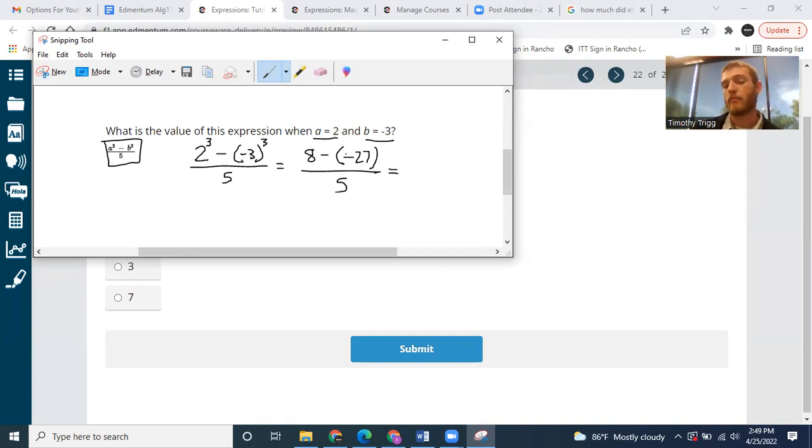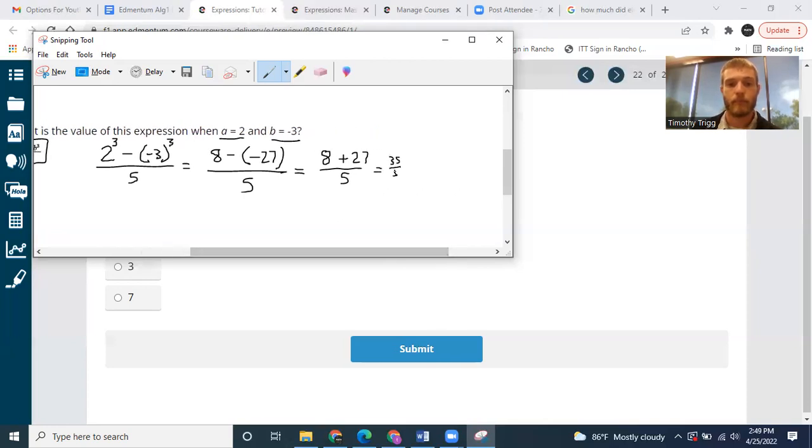8 minus negative 27, that minus or minus negative, that can be written as a plus. So whenever you see a double negative applied to something, in this case, both those negatives apply to the 27, then you can write that as a plus. 8 plus 27 is 35. So we do 35 divided by 5. 35 divided by 5 is, of course, 7.